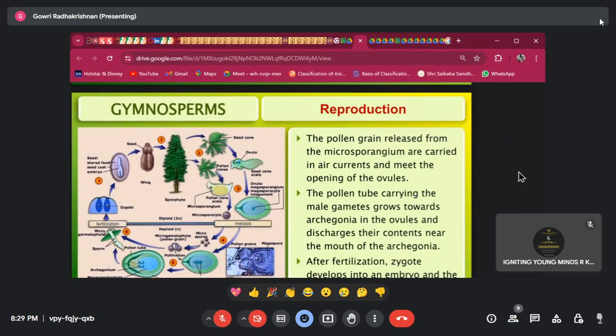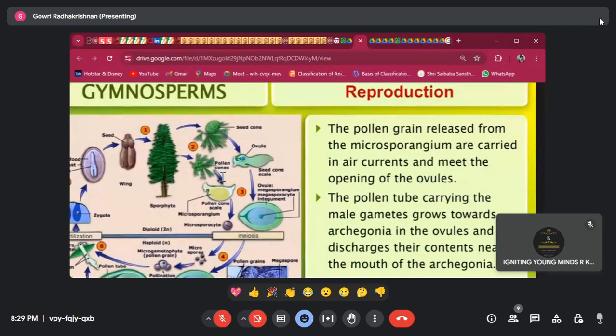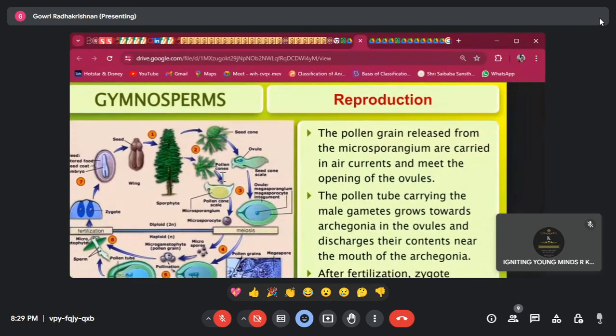You can follow from this diagram, children. The pollen grains released from the microsporangium are carried in air currents.